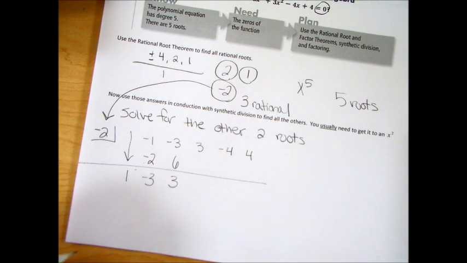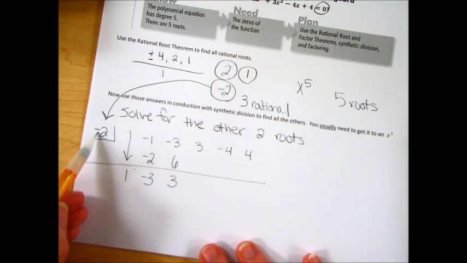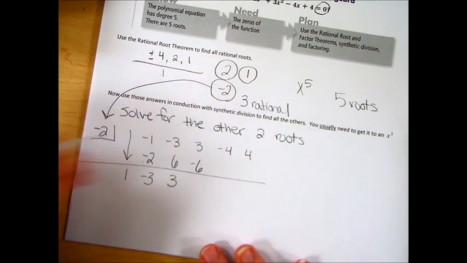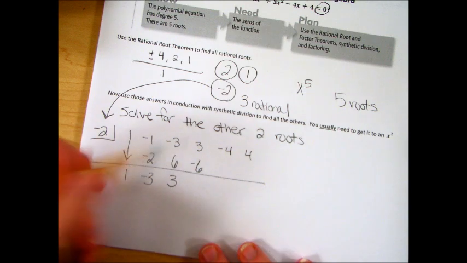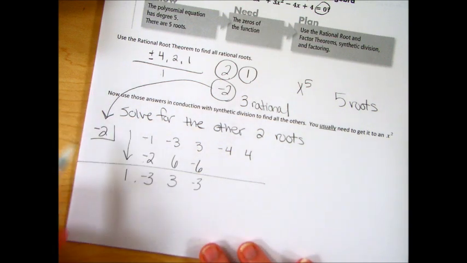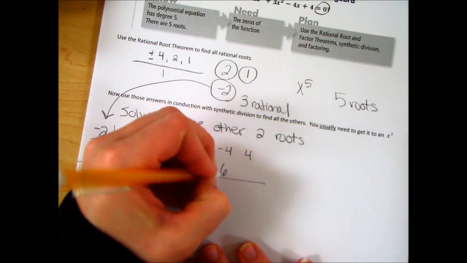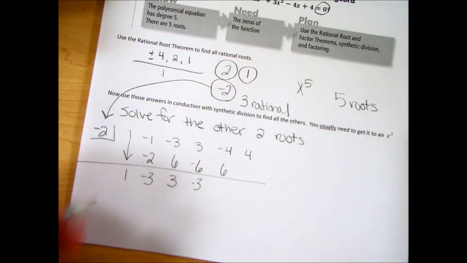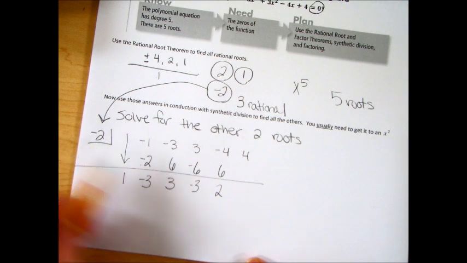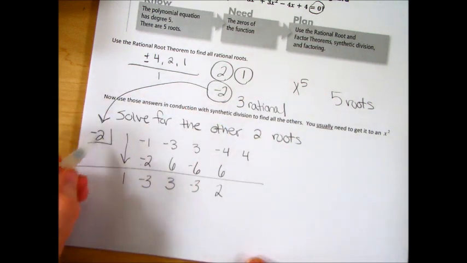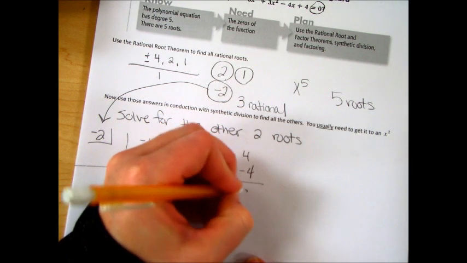If you're struggling with this, please go back to the 5.4 notes. Negative 2 times 3 makes negative 6. Add 3 and negative 6 makes negative 3. Multiply negative 2 and negative 3 makes positive 6. Add negative 4 and 6 makes 2. Multiply negative 2 and 2 makes negative 4. You get a remainder of 0.